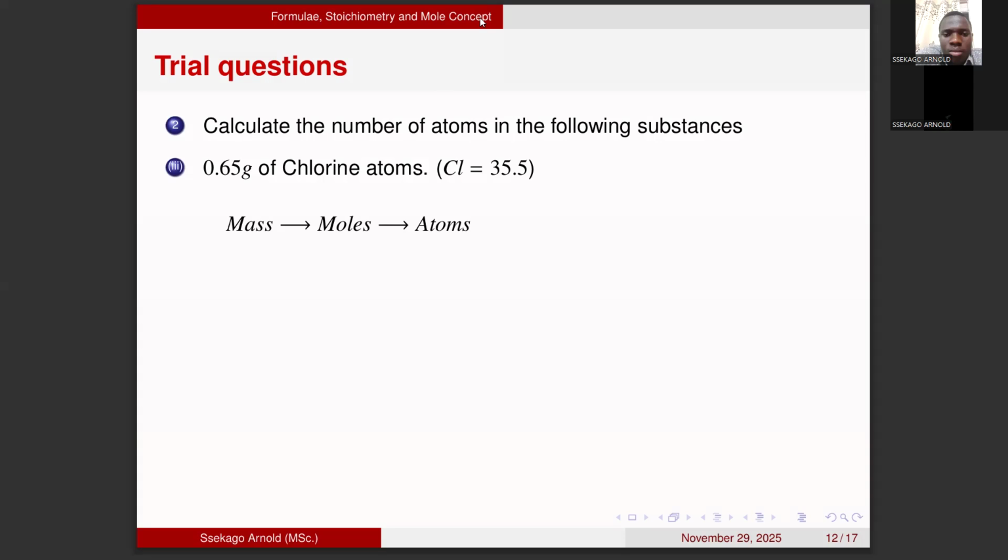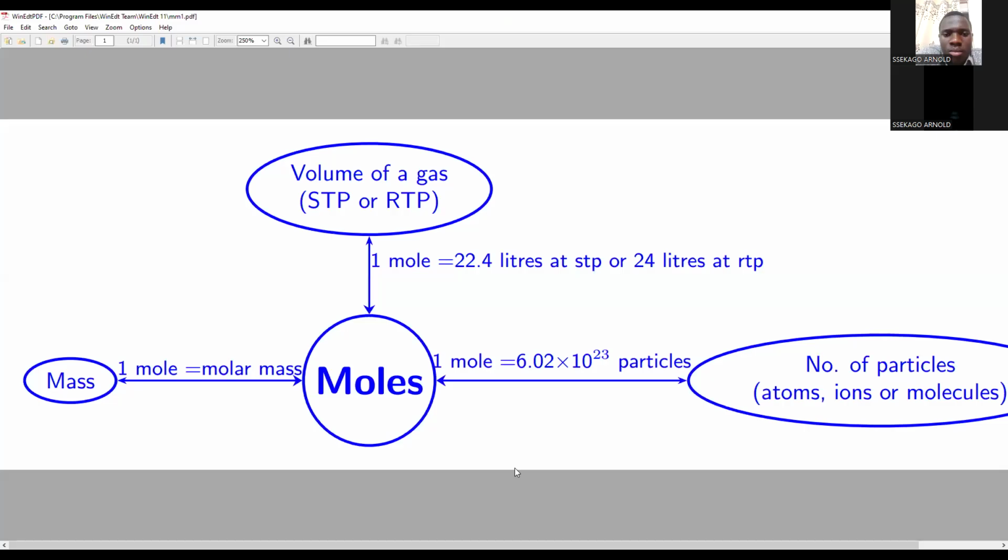I'll keep on reminding you about this mind map. The mind map says that if you want to move from mass to moles, what do you use? 1 mole is equal to molar mass. Molar mass is the same as RFM of that given thing.